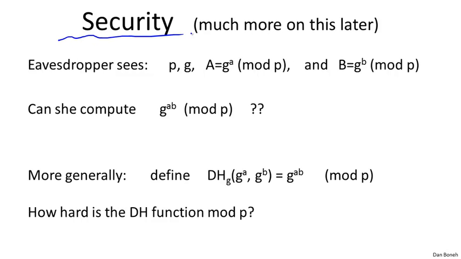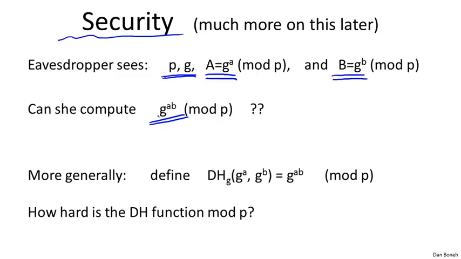Well, what does the eavesdropper see? He sees the prime and the generator. These are fixed forever and everybody knows what they are. He also sees the value that Alice sent to Bob, namely capital A, and the value that Bob sent to Alice, namely capital B. And the question is, can the eavesdropper compute g^ab just given these four values?